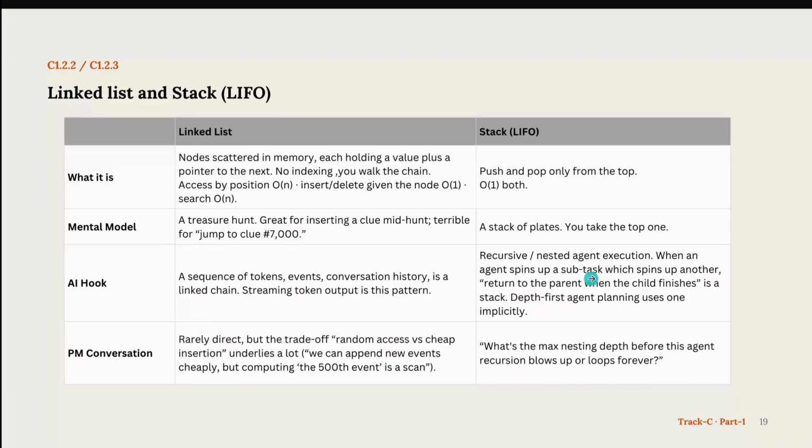For PM conversation, how does this make sense? Rarely we'll talk about linked lists, but the trade-off, hey, you need random access versus cheap insertion, that kind of decision will come to us. Here you're going to be asked, what's the max nesting depth before this agent recursion blows up or loops forever? Imagine each agent spinning its own agent and never coming back. Oh my god, that's huge compute happening, but no results being delivered. So we need to calculate what's the max nesting depth that will allow for this agent when the recursion happens.